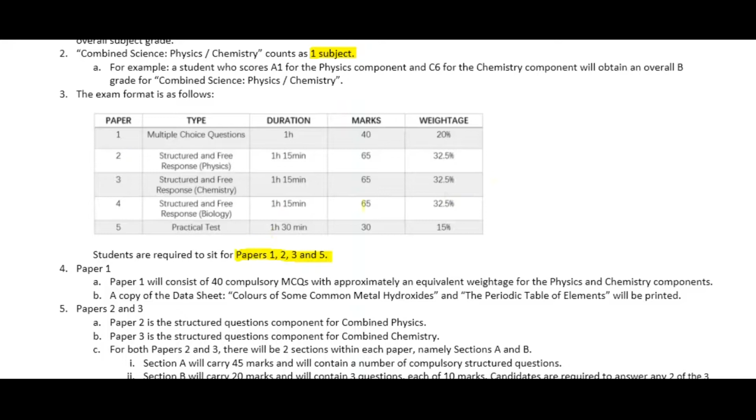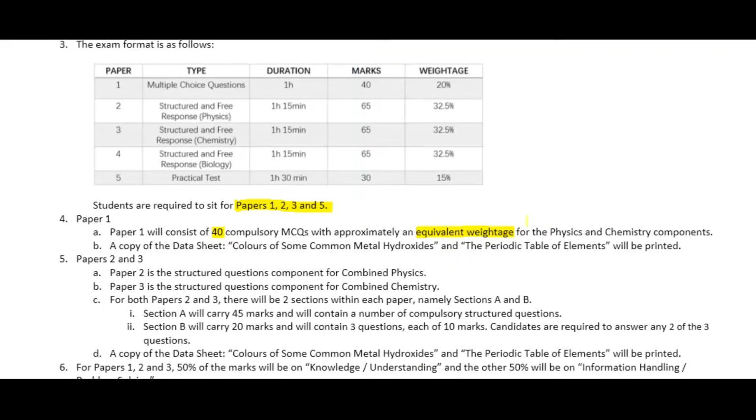So paper 1 is actually the MCQ component, whereby there will be 40 questions, and of course these questions are compulsory. There will be an equivalent weightage for physics and chemistry, so like 20 questions will be physics questions, and about 20 questions will be chemistry questions. For chemistry, a copy of the data sheet, colors of some common metal hydroxides, and a periodic table will be provided.